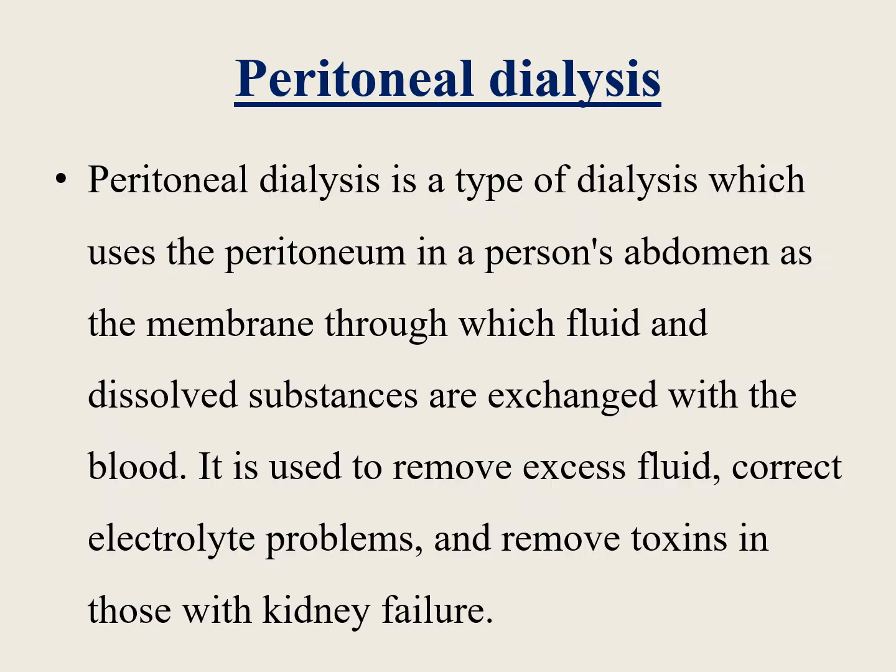Second is peritoneal dialysis. Peritoneal dialysis is a type of dialysis which uses the peritoneum in a person's abdomen as a membrane through which fluid and dissolved substances are exchanged with the blood. It is used to remove the excess of fluid, correct electrolyte problems, and remove toxins in those with kidney failure.